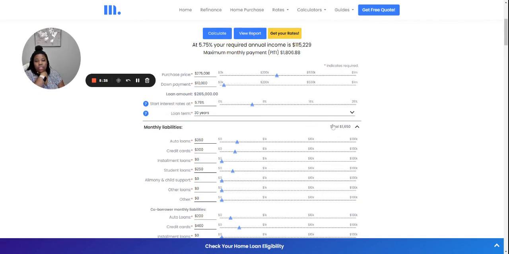And so it puts the monthly liabilities, all of these liabilities, at $1,650 a month. And to be honest, this is extremely low.